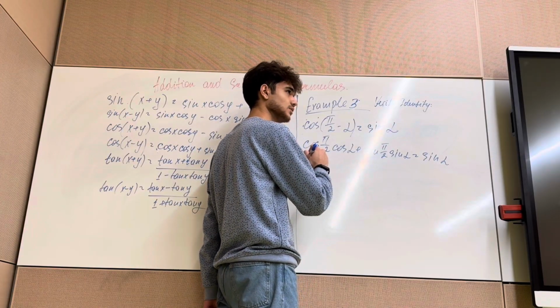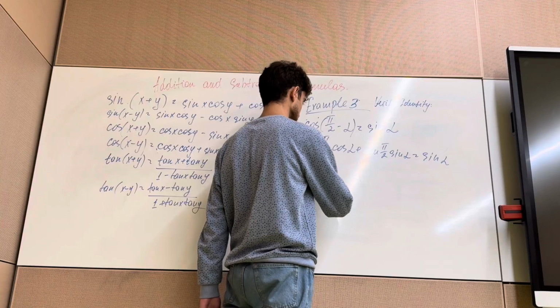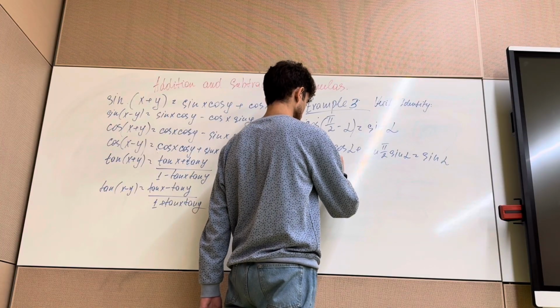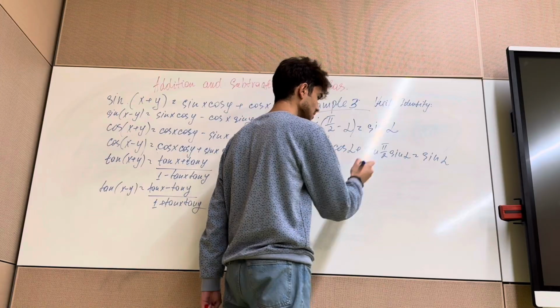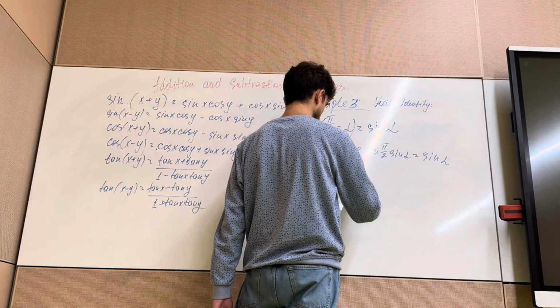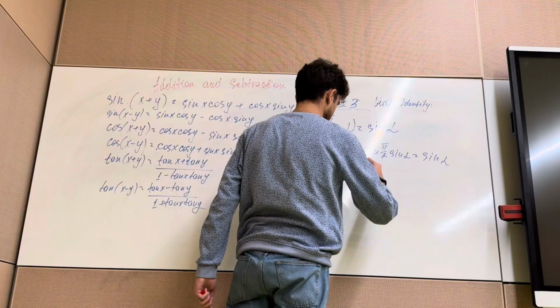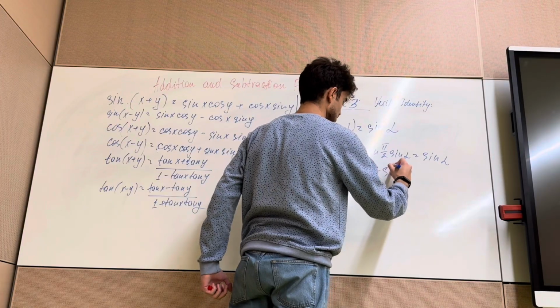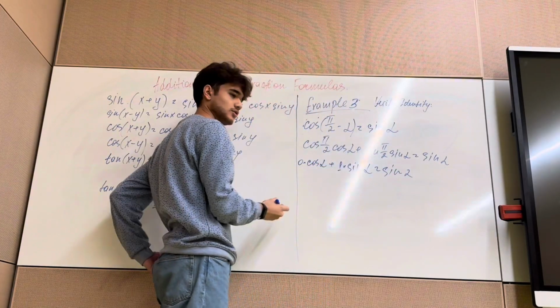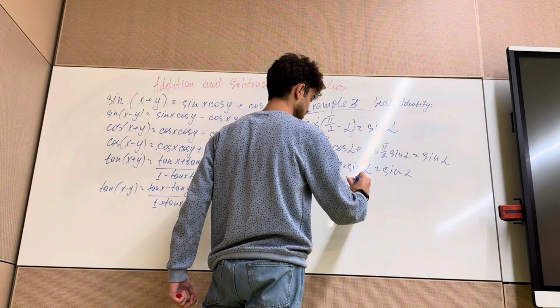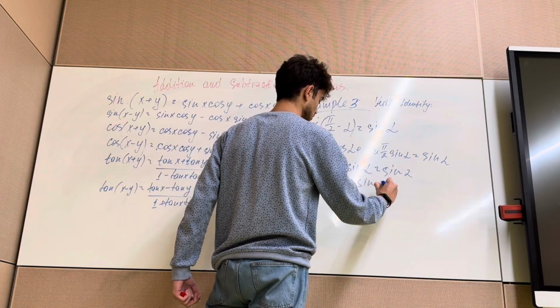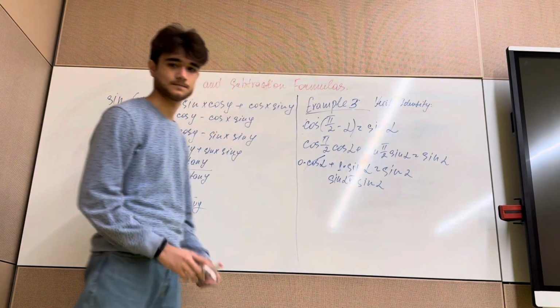Cosine pi over 2 is 0. So 0 times cosine alpha plus sine pi over 2, which is 1, times sine alpha equals sine alpha, because 0 times cosine alpha is 0. So we get that sine alpha equals sine alpha. By doing that, we verify the identity.